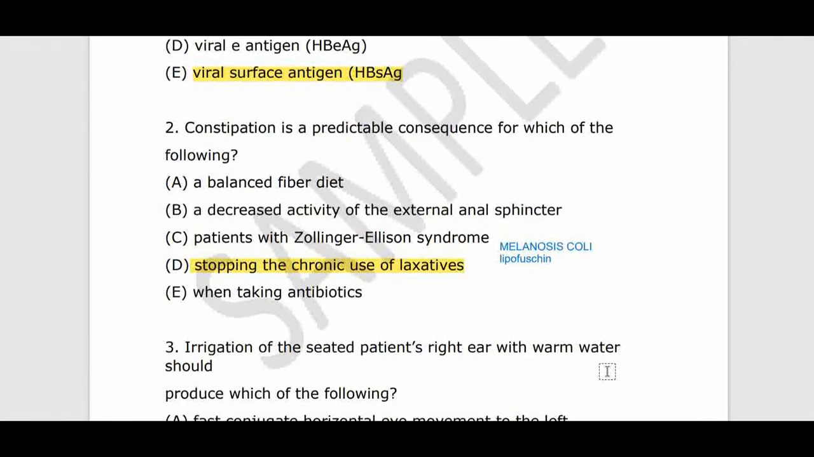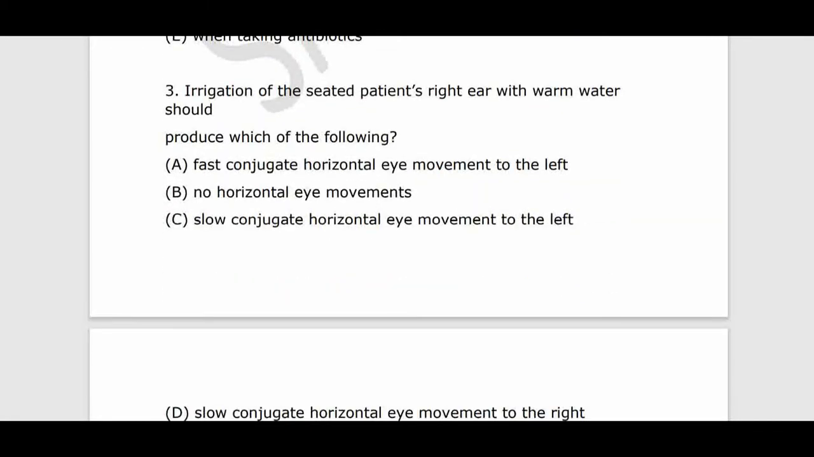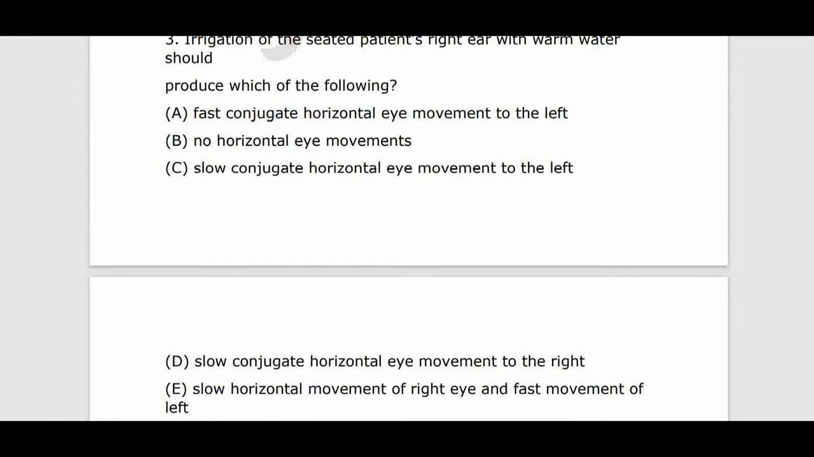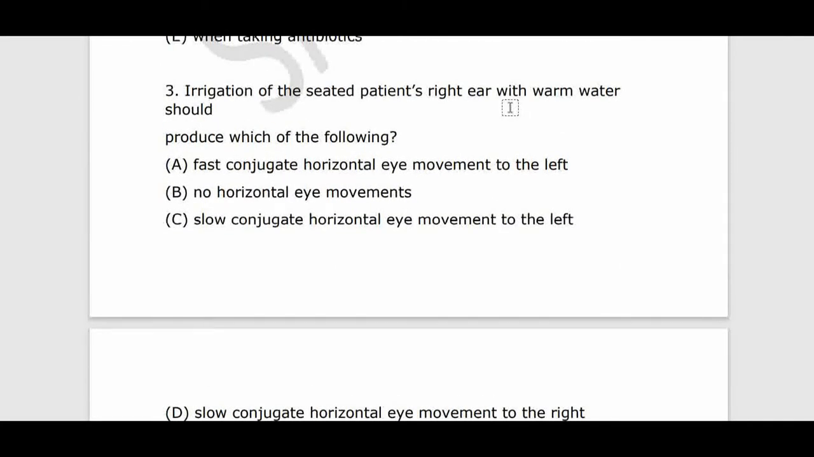Now, question number 3: irrigation of the seated patient's right ear with warm water should produce which of the following? Okay, so this question is asking about the caloric test, or vestibulo-ocular reflex, as some people call it. And there is a memory aid that is generally used. Let me call it COWS.